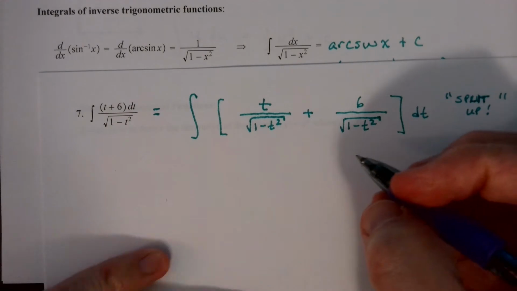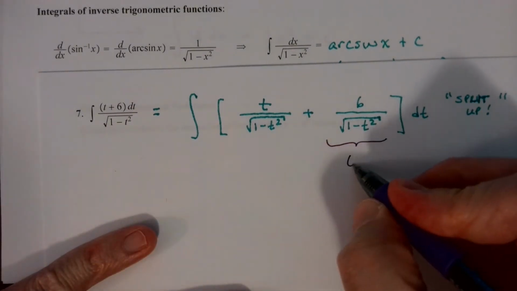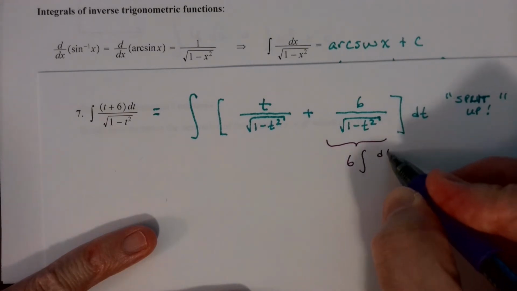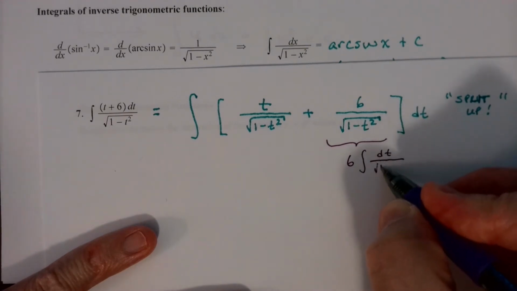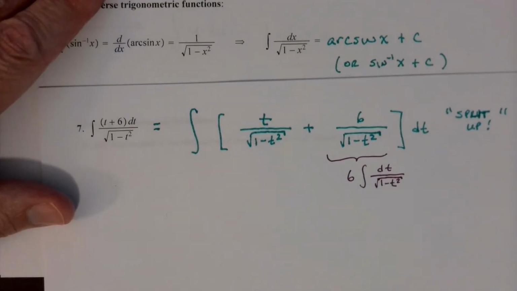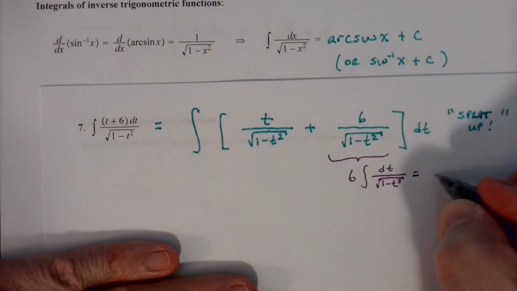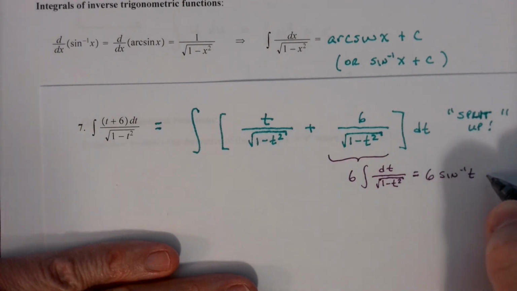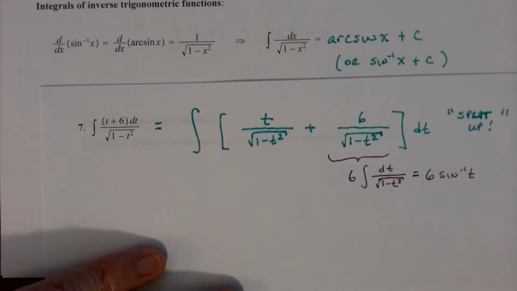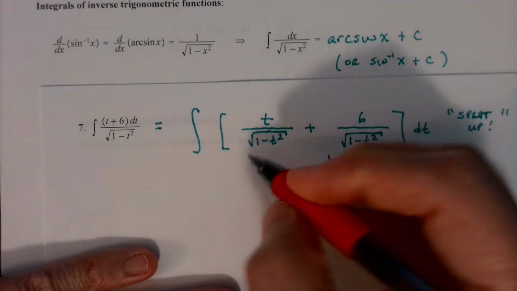So again, this one here, as we said, is just 6 times the integral dt over the square root of 1 minus t squared, which is exactly the arcsine. So this one evaluates to 6 times inverse sine of t, plus c. And we'll do the c at the very end of everything. But this one here, how can we do this one?